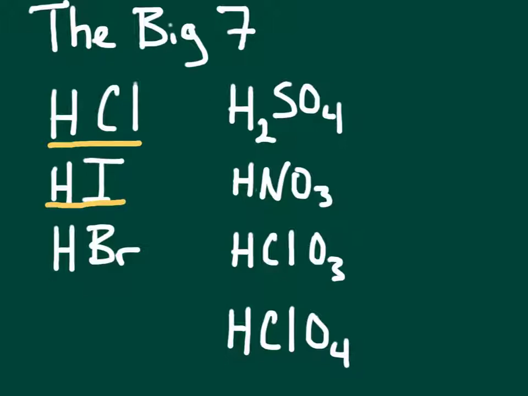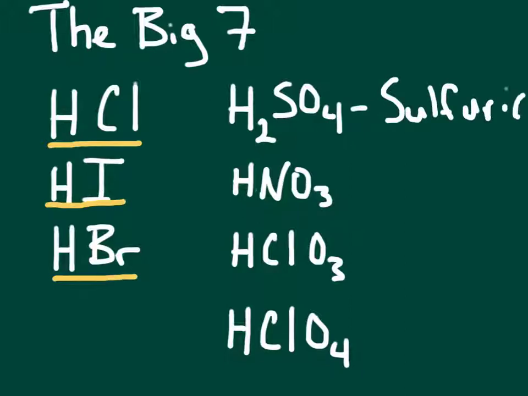HI is hydroiodic acid. Hydroiodic acid. HBr is hydrobromic acid. Now notice all 3 of these don't have oxygen. That's why it's hydro. Hydrochloric, hydroiodic, and hydrobromic. Over here, you've got your 4 strong acids that are polyatomics. You've got sulfuric acid.